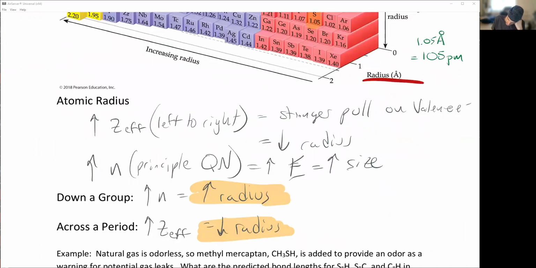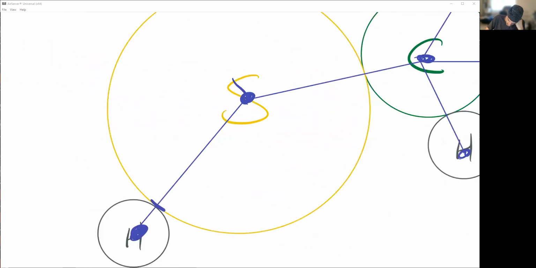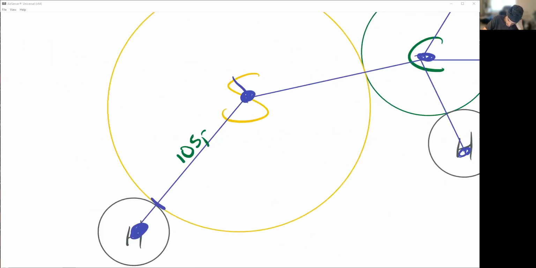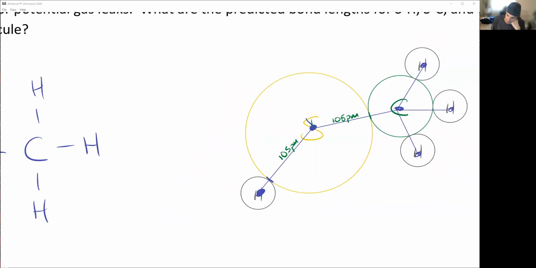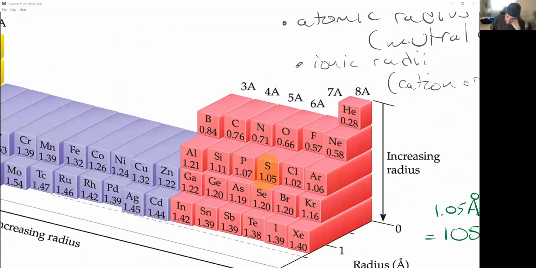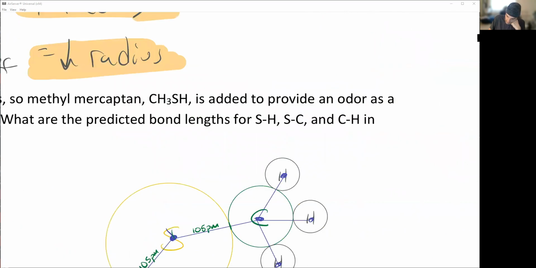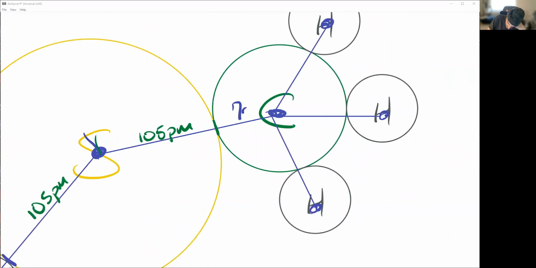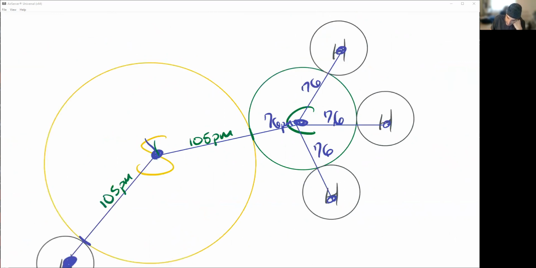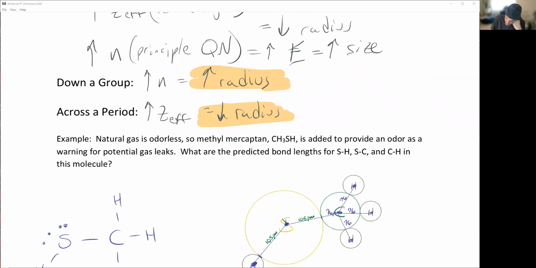Okay, yeah, 105 picometers. So the distance here is 105 picometers. And this one is also, because if we're looking at here to here, this is also 105 picometers, okay? So we know those distances. And then carbon, so let's take a look at carbon. Carbon we see is 0.76 or 76 picometers. So my carbon is 76 picometers. And so all of these are 76, 76, 76. Hydrogen is going to be tiny at 31.